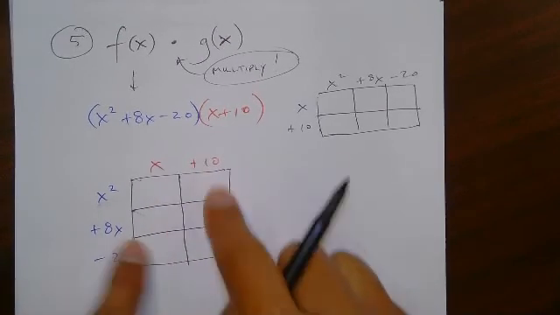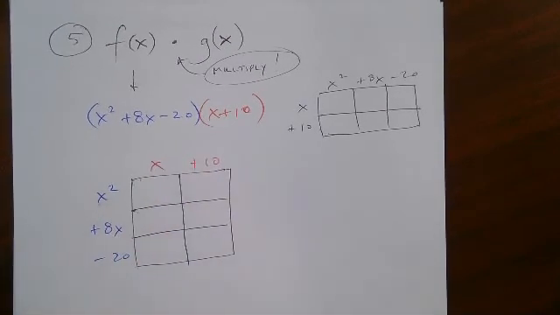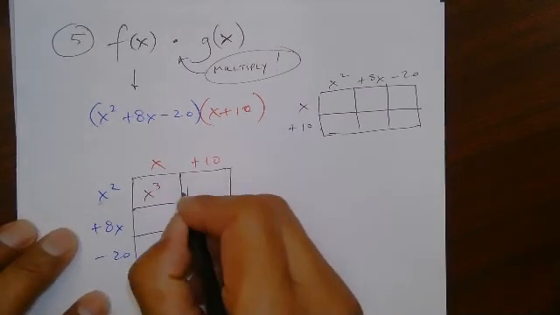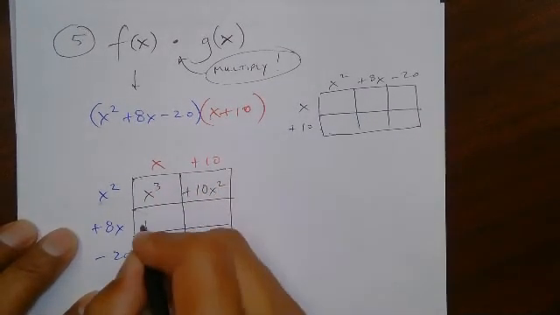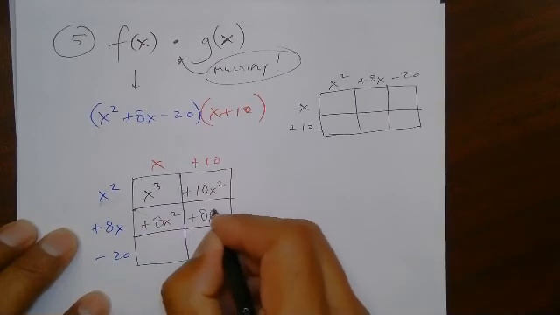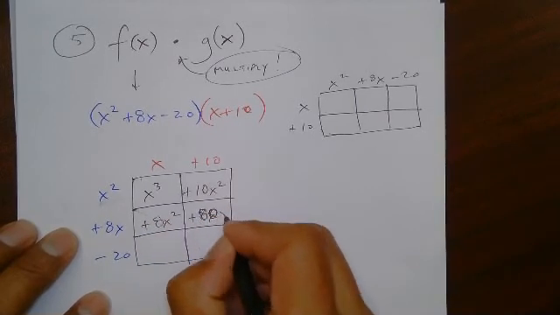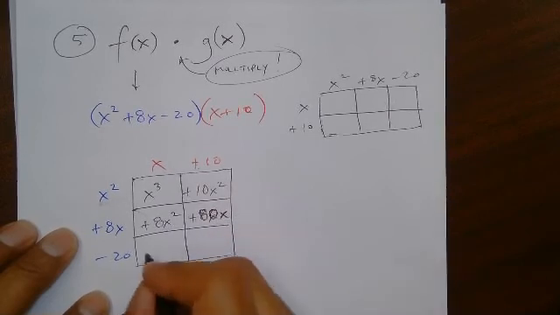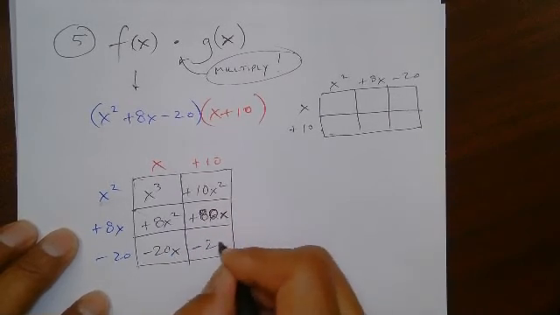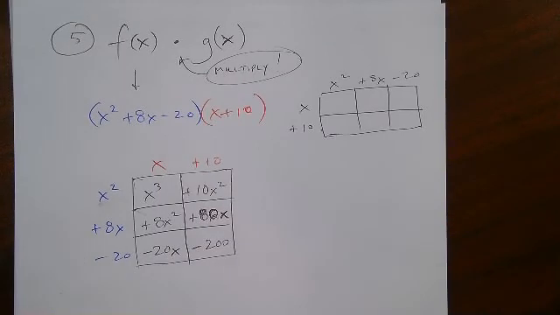All right, so just find the product of each row and column and fill in the boxes there, yeah? Okay, so you should have this. X cubed plus 10x squared plus 8x squared plus 80x minus 20x minus 200.